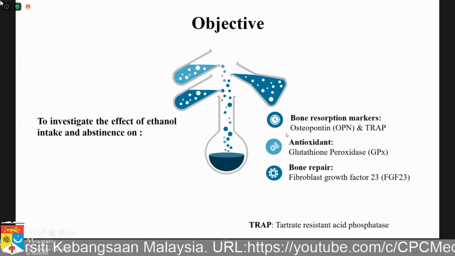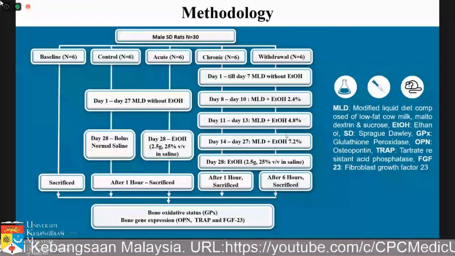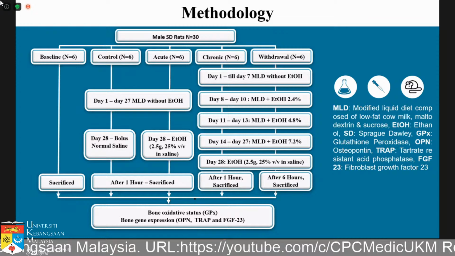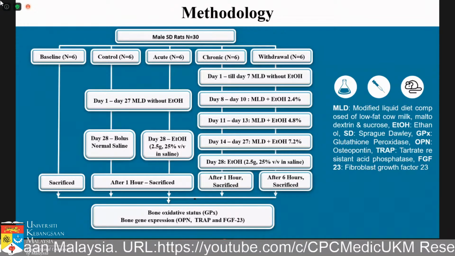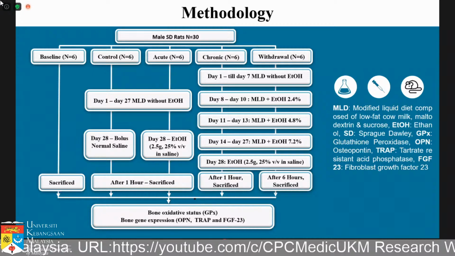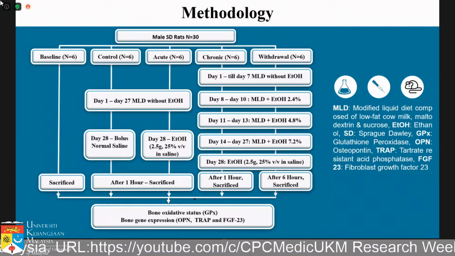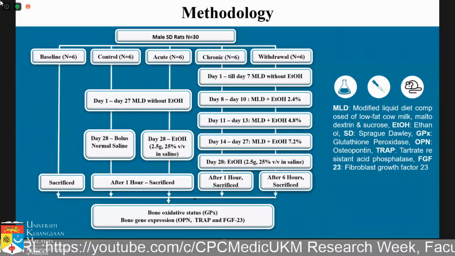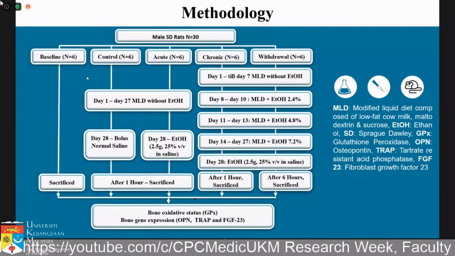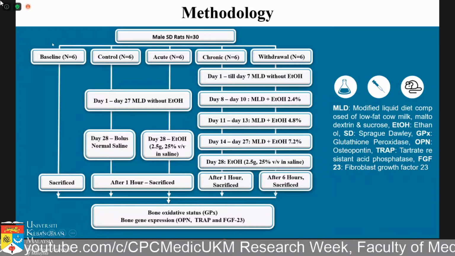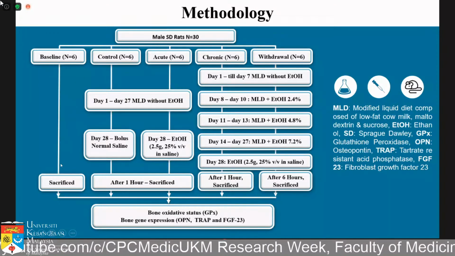Okay, so moving swiftly on to the methodology. We utilized a total of 30 rats, which we received from LARO, Animal Research Lab, Universiti Kebangsaan Malaysia. All of these rats were randomized equally into 5 different groups, with 6 rats in each group. The baseline group we sacrificed straight away after we received them from LARO.